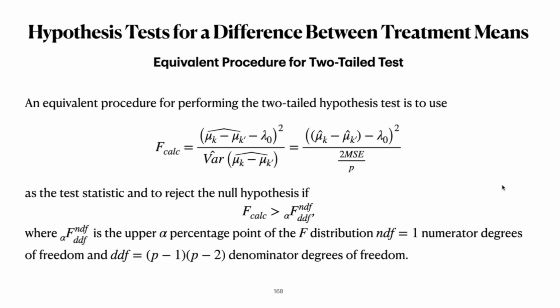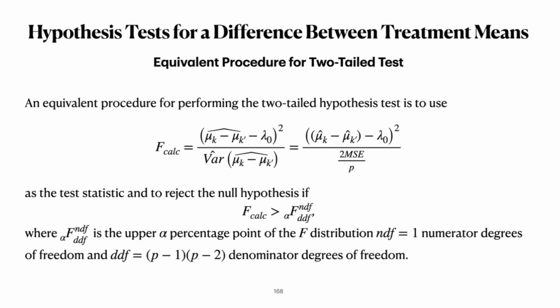Now, if we happen to be performing a two-tailed test, then there is an equivalent procedure that involves using the F distribution and an F statistic. And the F statistic, F calc, is given by the square of the T calc test statistic in this situation. And so it's going to be given by this expression here.